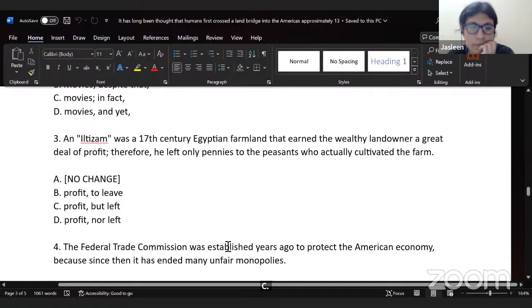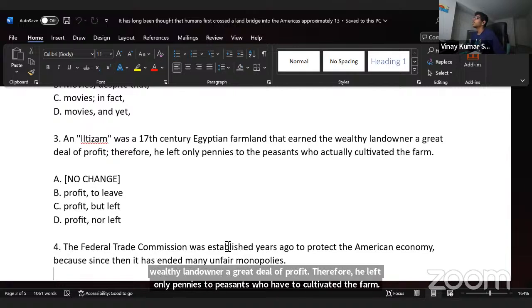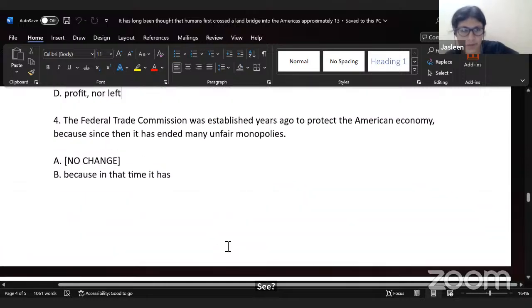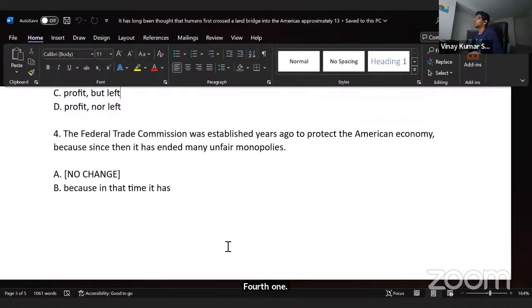Third one. Tisam was a 17th century Egyptian farmland that earned the wealthy landowner a great deal of profit. Therefore, he left only pennies to the peasants who actually cultivated the farm. C. Yes. Contradiction. Perfect.